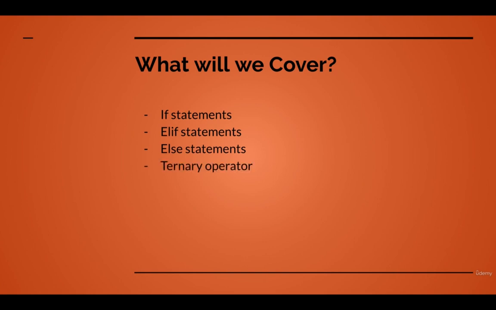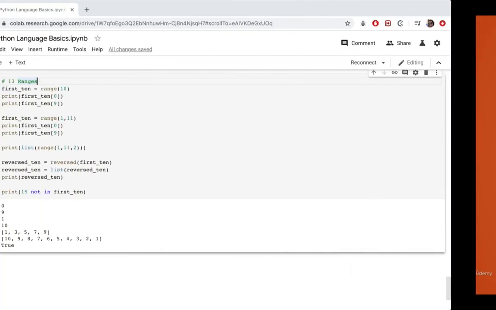I figure we should also throw in the ternary operator because it kind of provides a short form of writing an if else statement, and you'll probably see that if you start to examine higher level Python code, so it's best that you know what it looks like. So let's head on over to the code now.